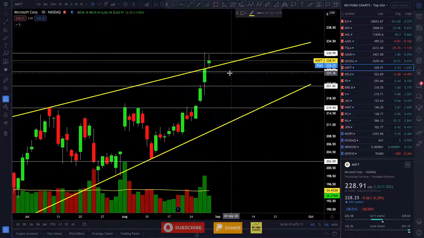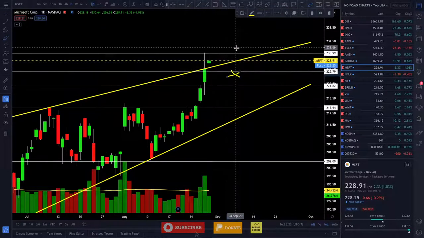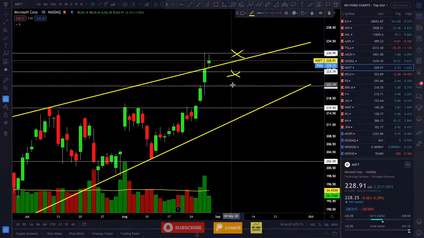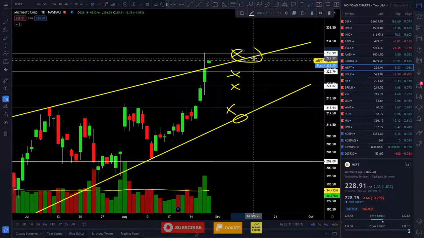Right here, immediate support, right? I mean, super immediate targets are right here: 226, 231 on the top, 222 on the bottom, 216, and then the bottom of this, right? So these are two targets we're looking at right now.